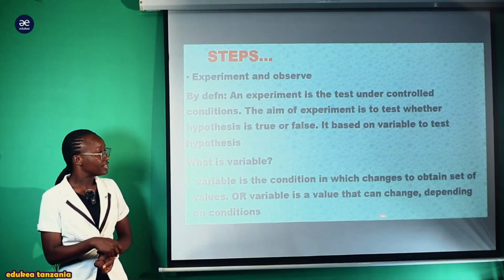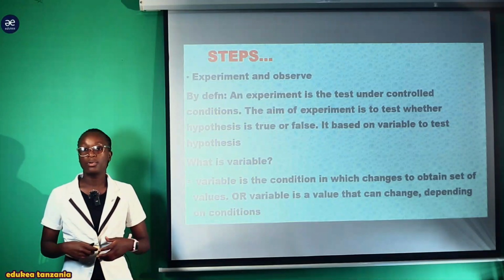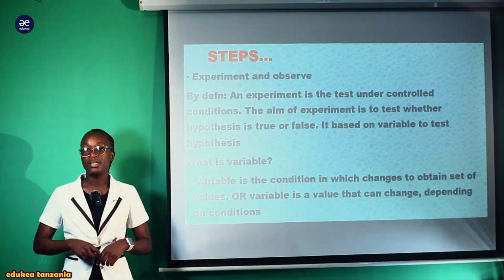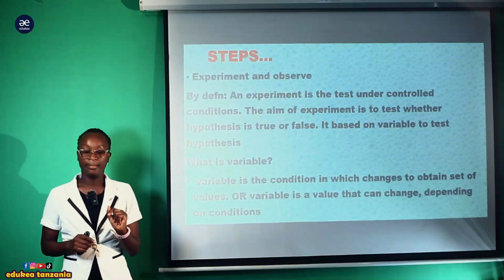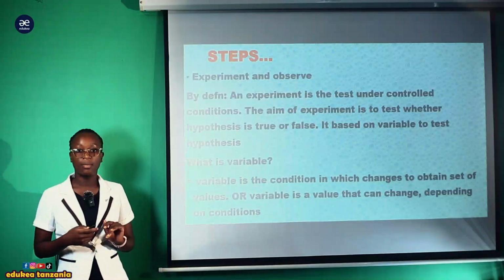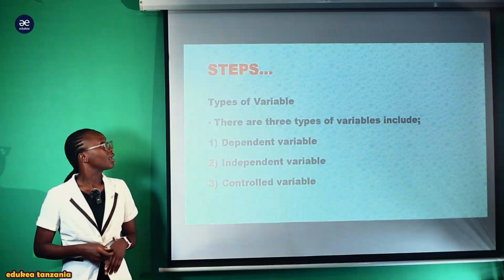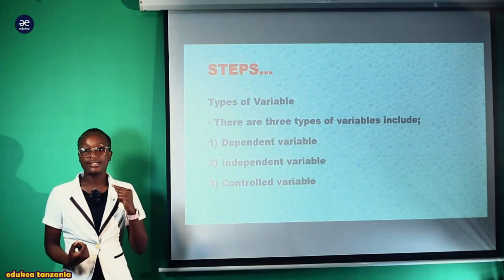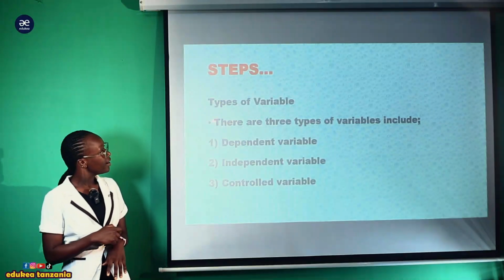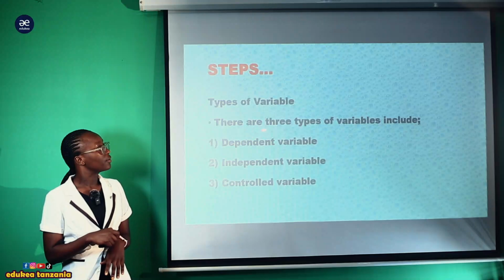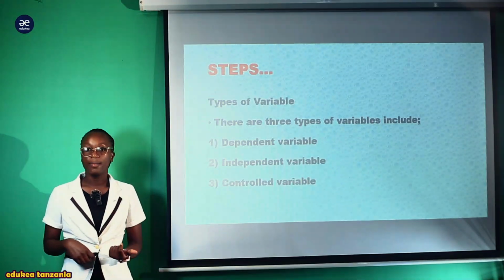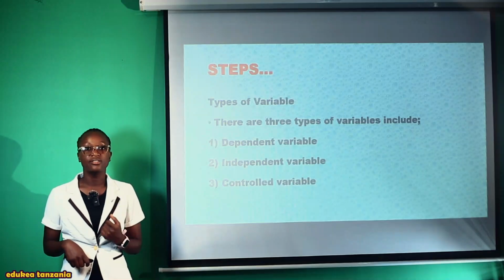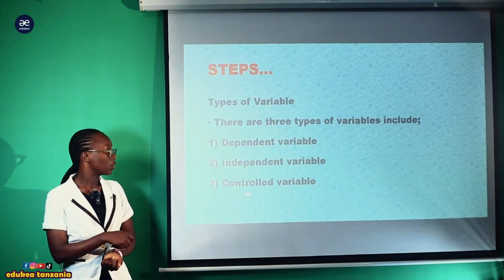Kwamba tuna consider ile value ya kitu ambayo inaweza kubadilika kulingana na vigezo au condition mbalimbali. That is all about variable. Now, let us see the types of variables. Variables are divided or categorized into 3 types. The first one is dependent variable and the second is independent variable. The third one is controlled variable. So, let us see one after another.